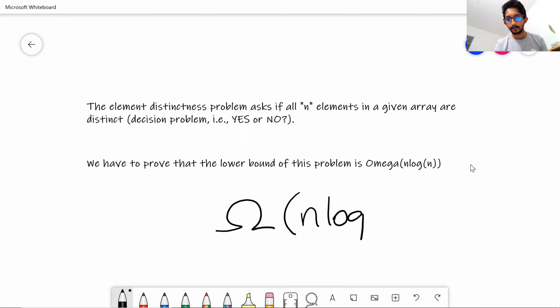of n log n. It basically means that you have to perform at least n log n operations and some other constant time operations to solve this problem. No matter how powerful an algorithm is, it has to do n log n comparisons and some additional operations. So that is what we are trying to prove today.